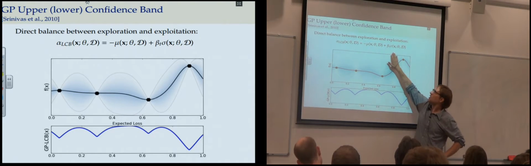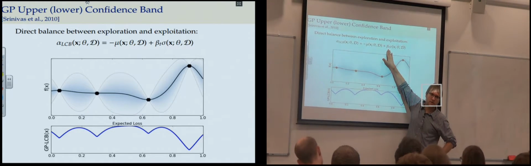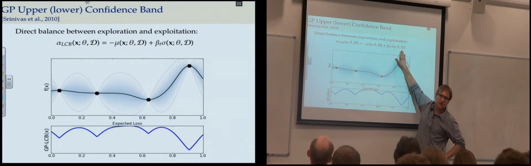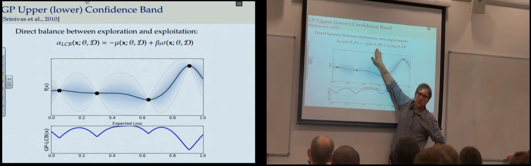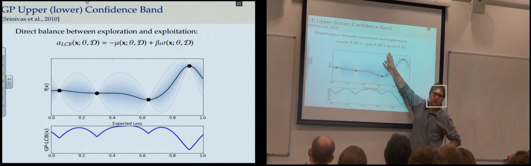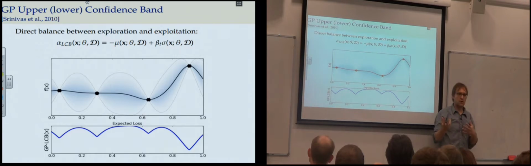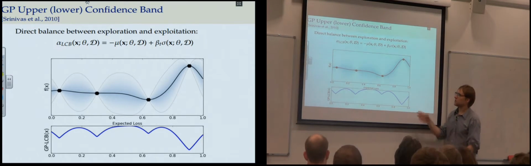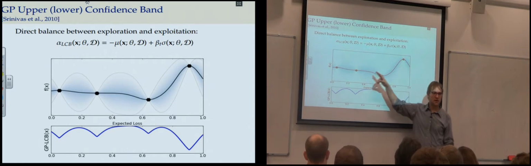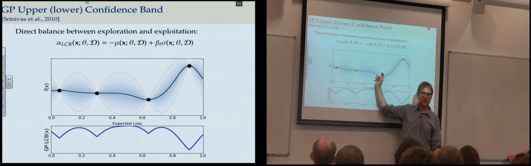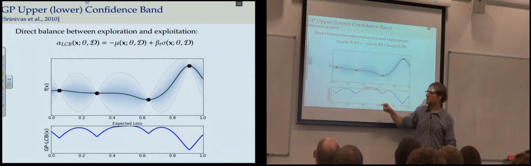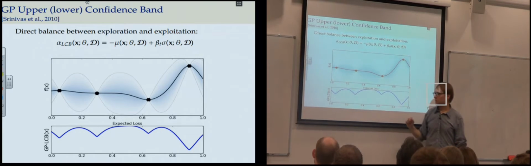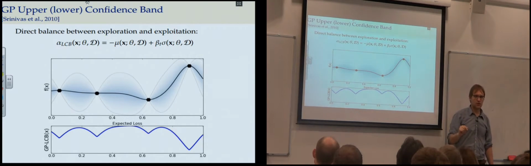So you see that by selecting this parameter, you're giving more weight to the variance or the standard deviation of the GP, or you are giving more weight to the mean. By selecting this parameter, you are exploring or exploiting more in the search that you are doing in the space. So this is just a GP fitted to the 4 data points in the example that we had before. These are the 95% confidence intervals. This is the mean. This is how this utility function, this acquisition function, looks in this particular case.